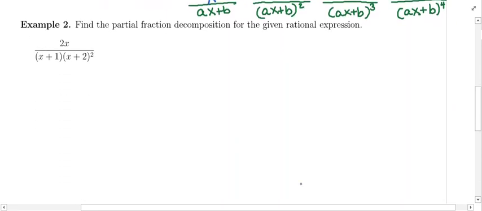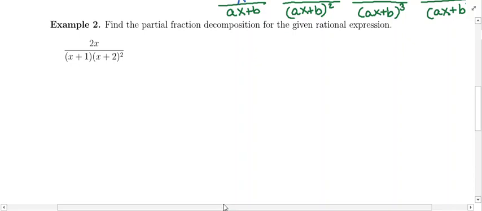Let's look at example 2. Find the partial fraction decomposition for the given rational expression: 2x over x plus 1 times x plus 2 quantity squared. First, I need you to realize that the degree of the numerator is 1, because you have 2x, and x is raised to the 1st power. In the bottom we have x plus 1 times x plus 2, and the x plus 2 is squared, so it's multiplied by itself.